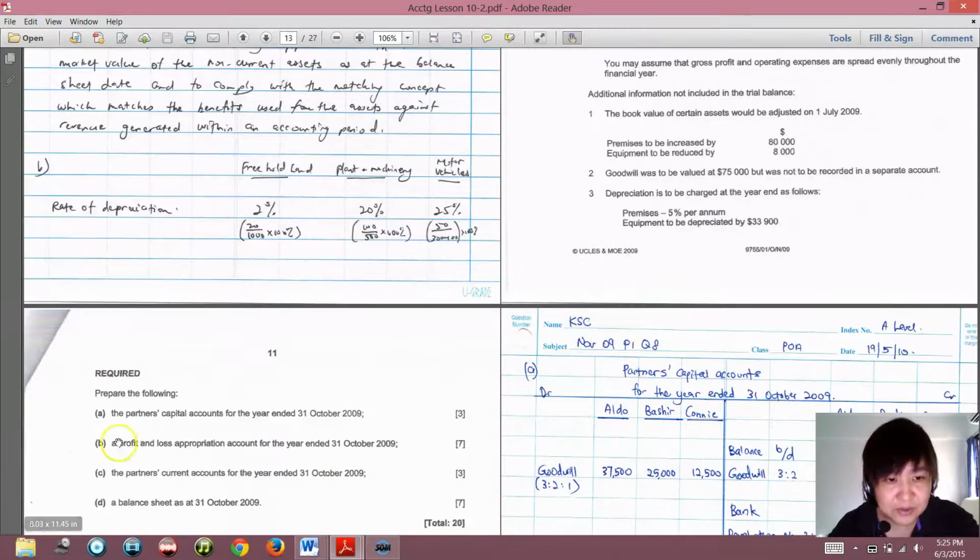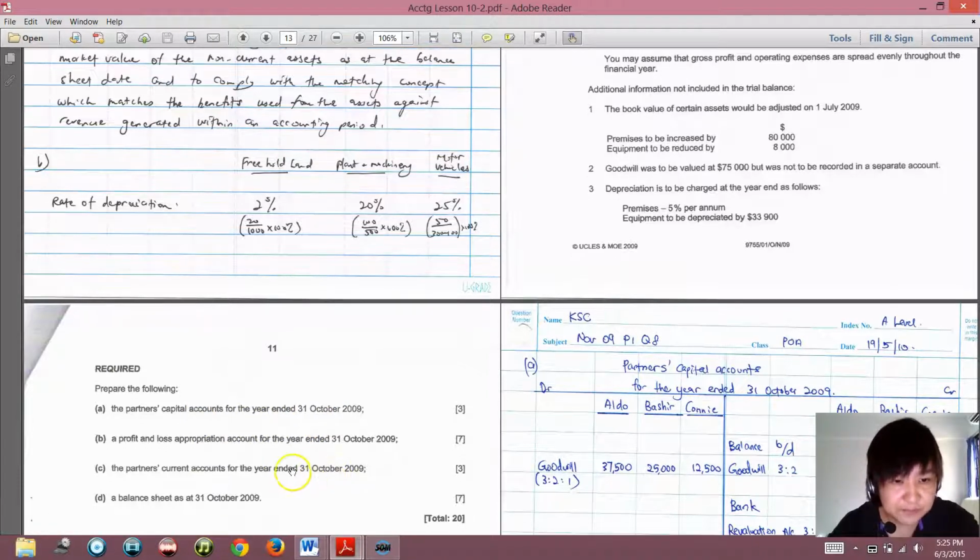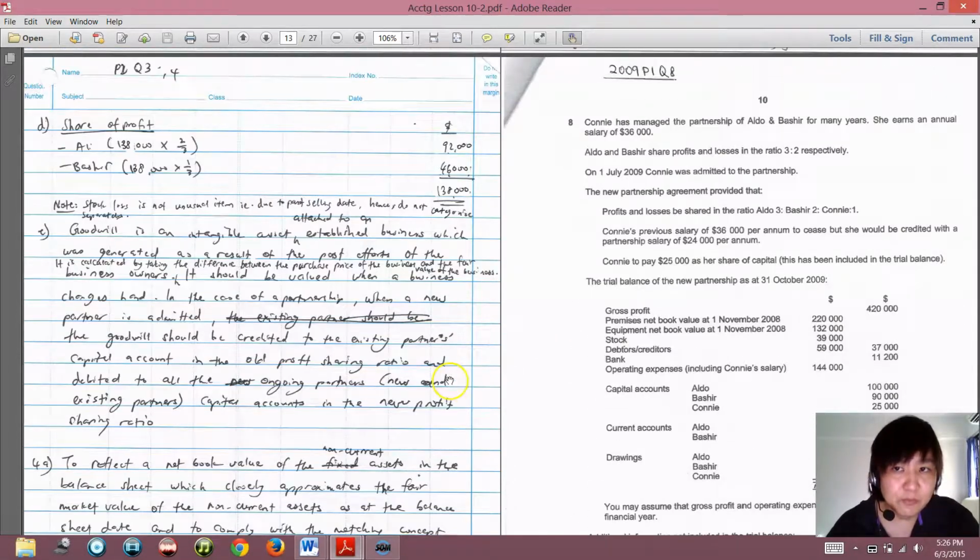Okay, so then what is the story? Okay, in short, you have to prepare all the accounts for the full year as at 31 October 2009. So that means you have to prepare all the accounts from 1 November 2008 to 31 October 2009. Okay, but in between, something happened. On 1 July 2009, Connie was admitted into the partnership.